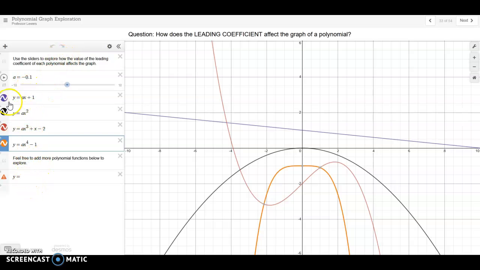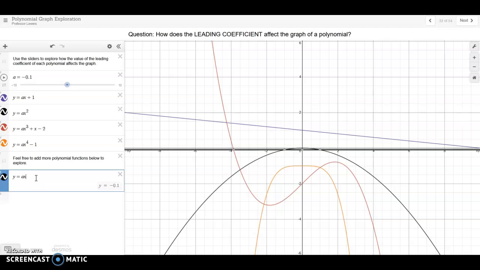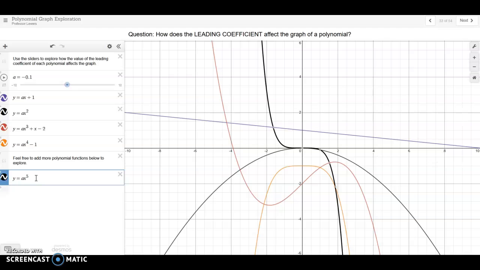So right here we have a purple function as a linear, we have the black function as a quadratic, or a second degree. The red one is a third degree polynomial, the orange is a fourth degree. We can add a fifth degree polynomial. Let's see, can I change that color? I know I can change the color, but I can't seem to remember how.